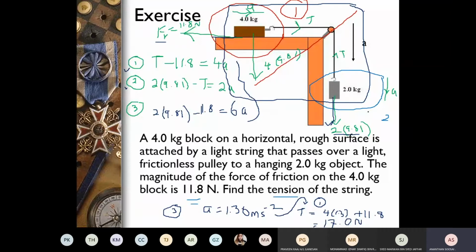So in this pulley, you can make three equations. Split them, get 2. Combine them, you get 1. Split them, the tension will be in the equation. Combine them, the tension won't be involved. So any question? If you don't have a question, then we go to the next one. All of you get 1.3 meters per second squared, your acceleration, and tension is 17 Newton. So now go to the next one.